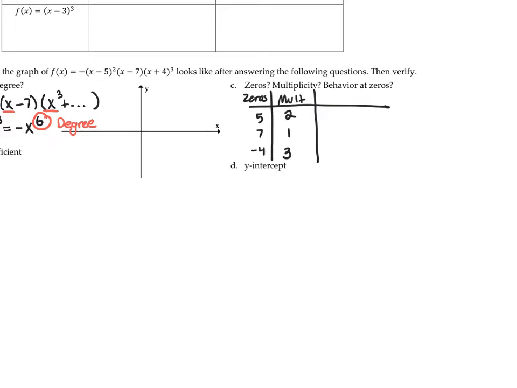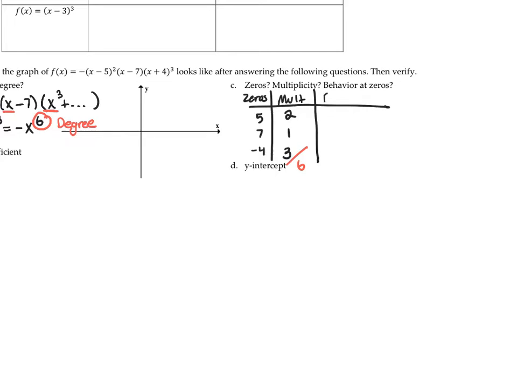If all of your zeros are real, so you can fully factor out and not have any leftover polynomials, then the multiplicity summed up is actually the degree. So if you just add those all up, you get 6.